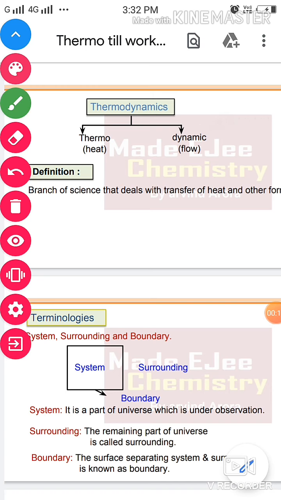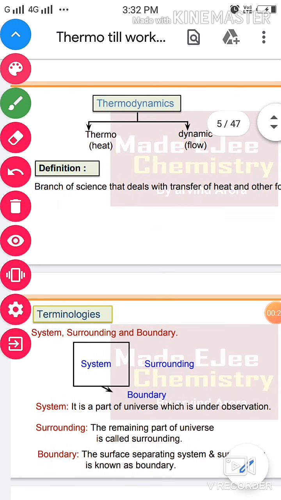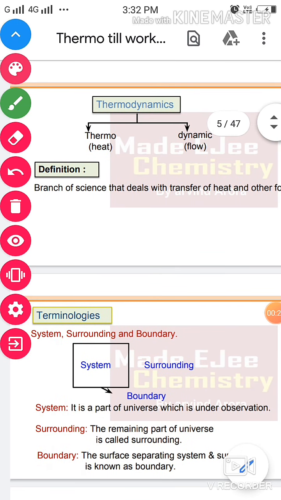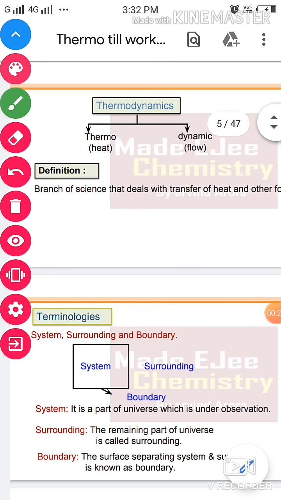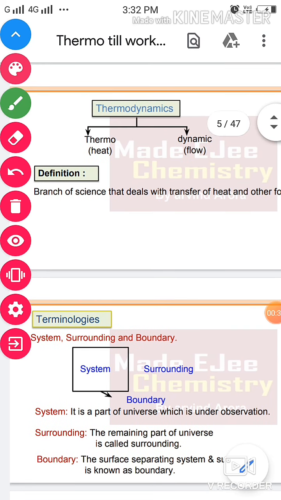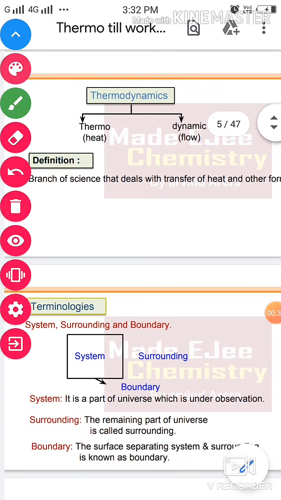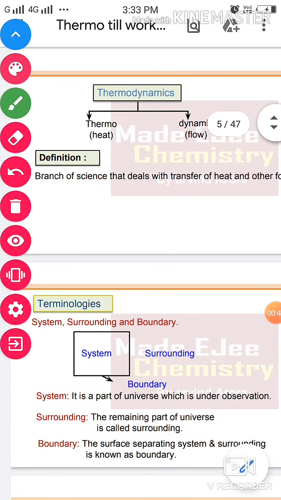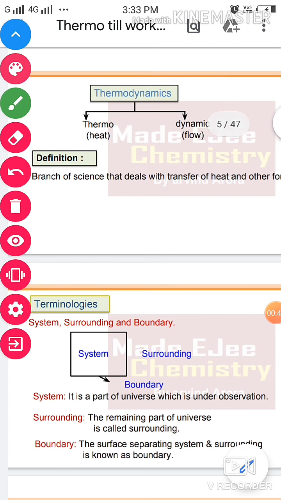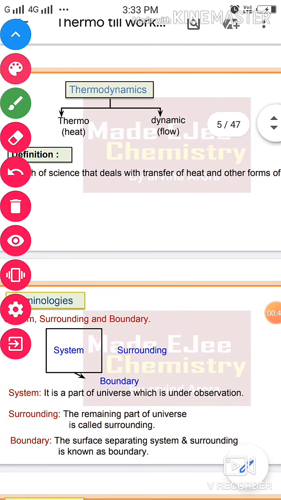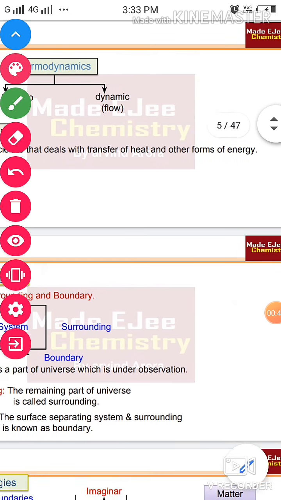Thermodynamics, Chemical Thermodynamics. As thermodynamics is the word where thermo means heat and dynamic means flow, from this we can define thermodynamics as the branch of science that deals with the transfer of heat. But what is heat? Heat is one of the forms of energy. So we can define it as the branch of science that deals with the transfer of energy to other forms of energy.